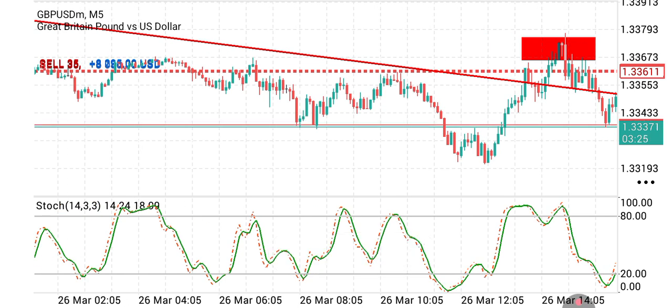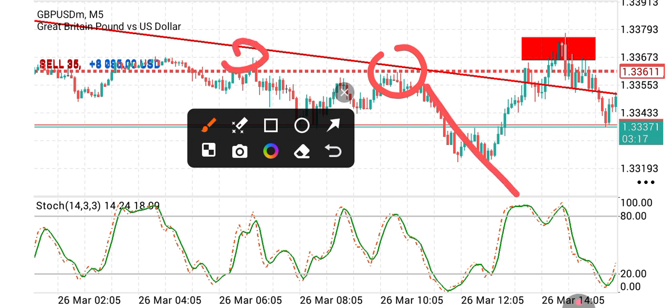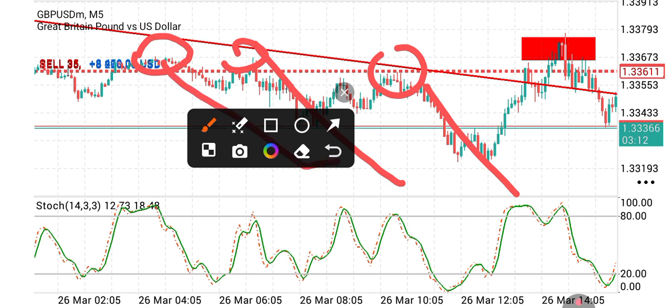Take for instance, I was able to go for this particular sell. I went for this move. You can see, because I see the move where it will reach.